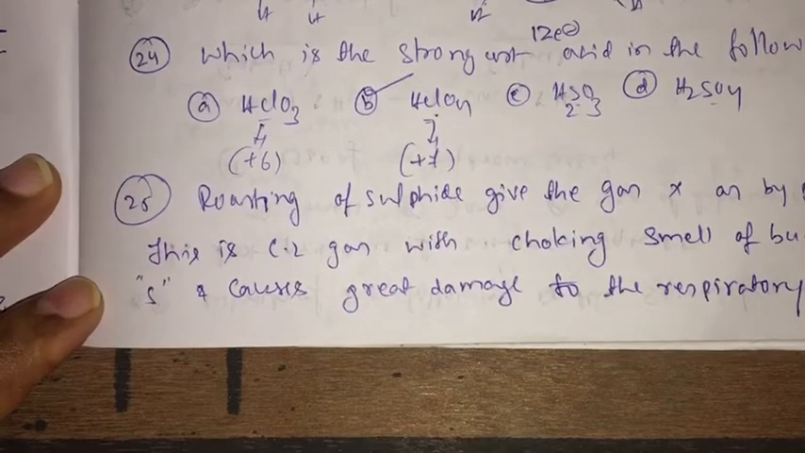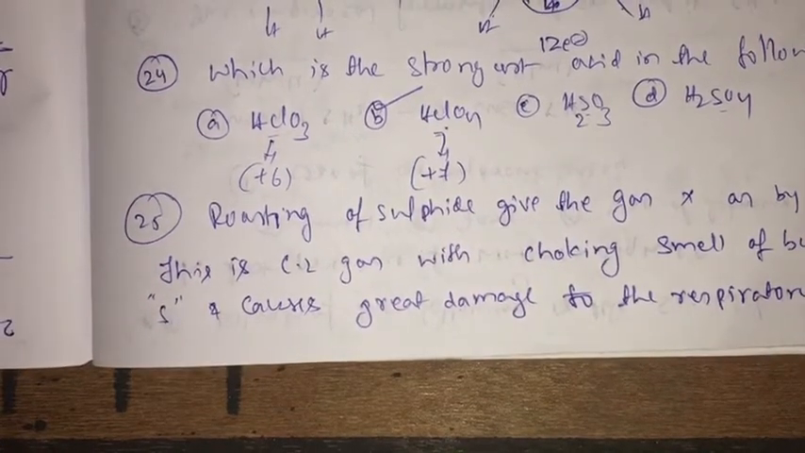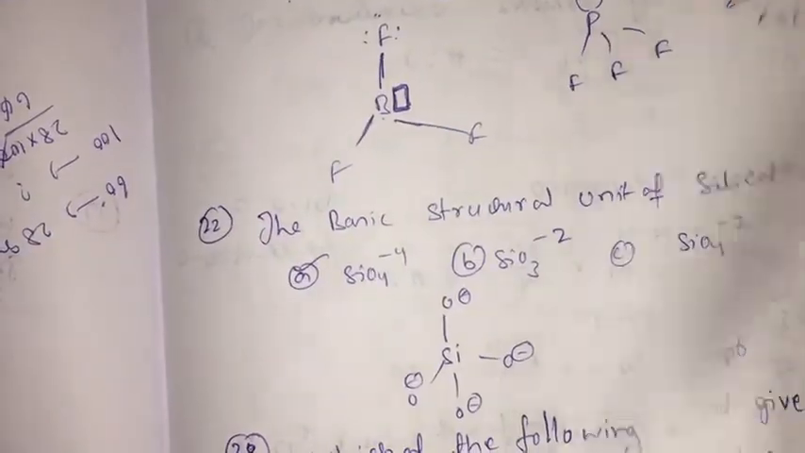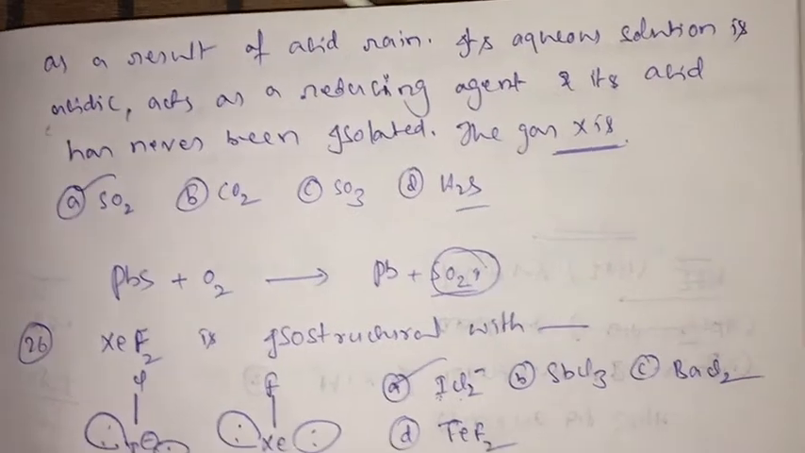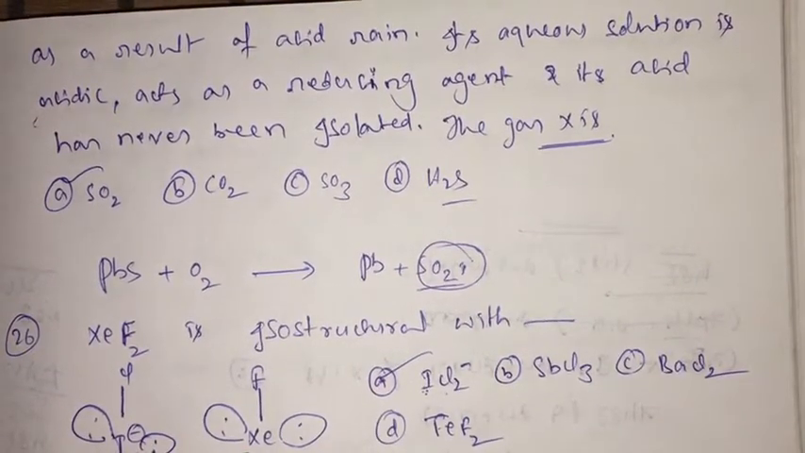Roasting of sulfide. Next question, same. Roasting of sulfide gives the gas X as a product. This is a colorless gas with a choking smell. Burnt sulfur causes great damage to the respiratory organs. As a result of acid rain, its aqueous solution is acidic, it acts as a reducing agent, and its acid has never been isolated. The gas X is what?